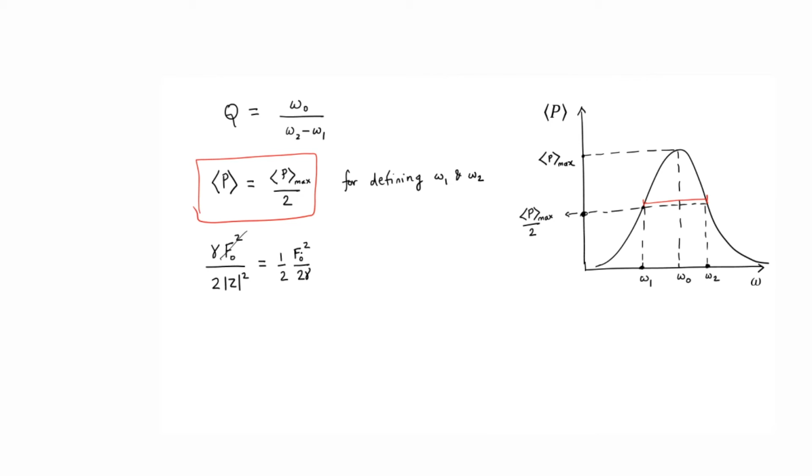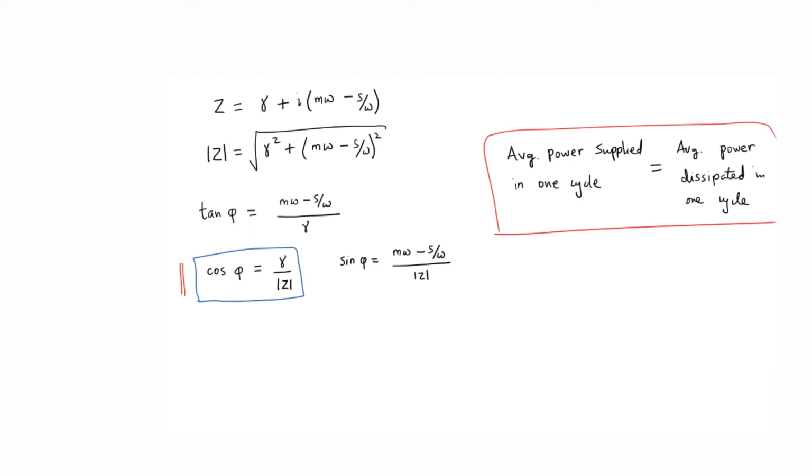and if you cancel out various things here, because for example, this would cancel out, 2 would cancel out, this equation would simply reduce to mod z squared is equal to 2 times gamma squared. And now, let us go back to the definition of modulus of z squared, which we can just get from this relation here.